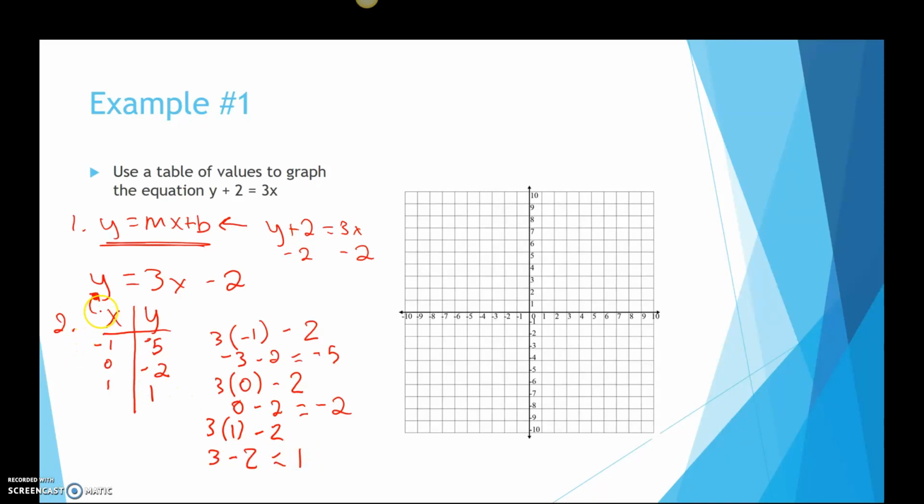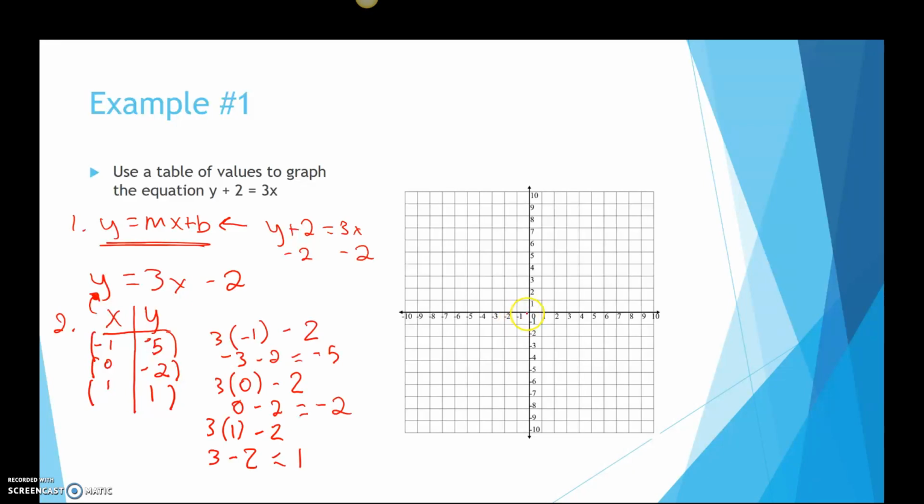So notice I have my x and my y. These are ordered pairs. Think of this as an ordered pair. Negative 1 comma negative 5. 0 comma negative 2. 1 comma 1. And I'm going to plot these 3 points on this coordinate plane, and you'll see it creates a linear graph.